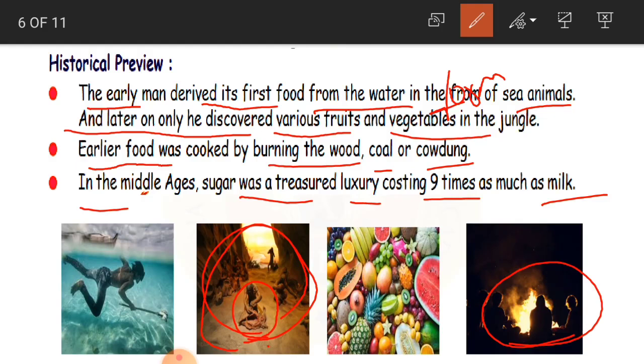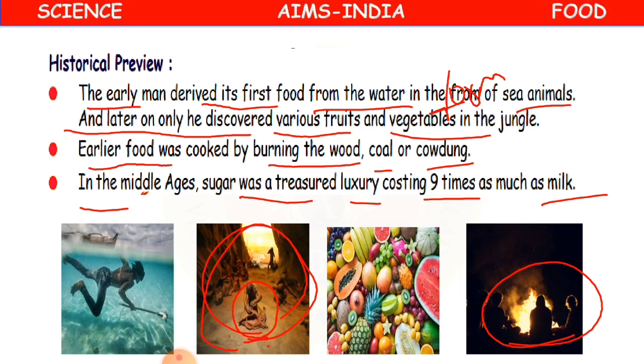People were not having sugar. They were using jaggery because sugar cost much more than jaggery. Only rich people, upper middle class people, were having sugar at that time. And how was the cost of it, children? 9 times as much as milk. It cost 9 times more than the price of milk. That is why it was like a treasured luxury, a valuable luxury costing 9 times as much as milk. Then people started consuming sugar. Nowadays it is common, everybody has sugar.